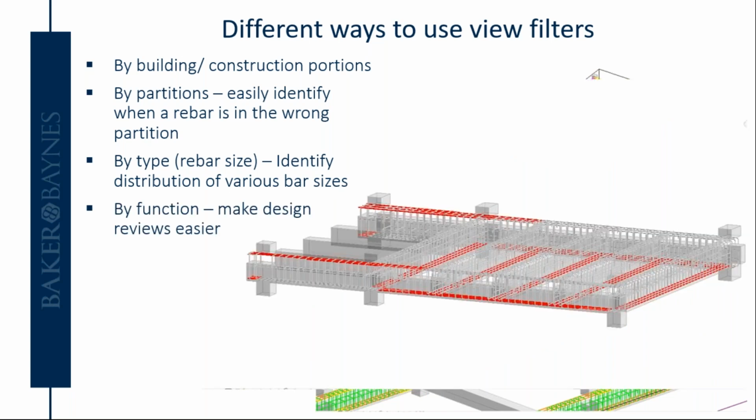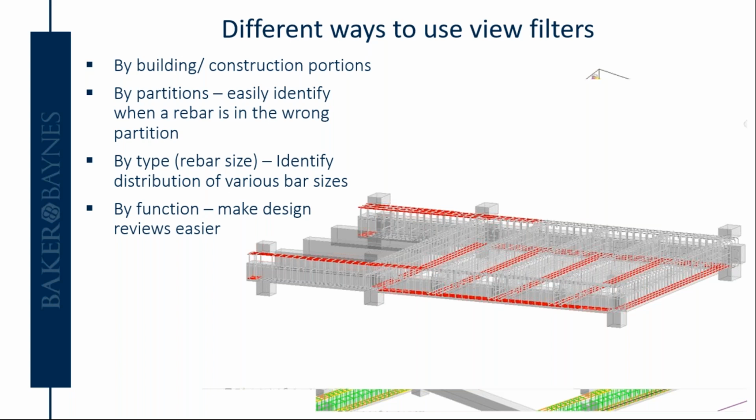And another option which I quite like is by function, like the structural usage. This is something that you can use to make your design reviews easier. What you're seeing on the screen is all the red bars are the tension portions of the beam, and the grayed out bars are all the nominal bars. So this just gives you a nice quick overview of what's happening in your structural system.